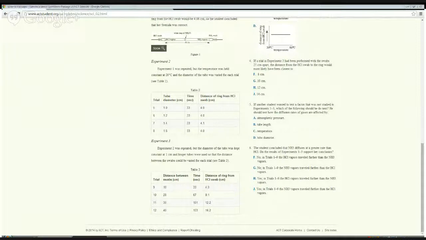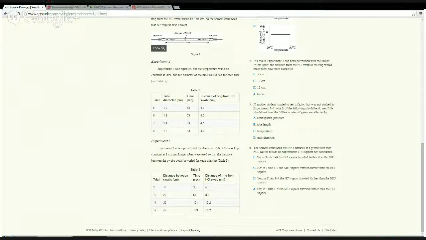And then the last one here, the student concluded that NH3 diffuses at a greater rate than NCl. Do the results of the experiments 1 through 3 support her conclusion? Okay, so this is one of those questions I think we talked about for different sections of the ACT where it's kind of a two-part question. First, you have to agree or disagree, say yes or no, and then why. Back up your reason. So first we have to decide, do the results support her conclusion, yes or no, and then why.